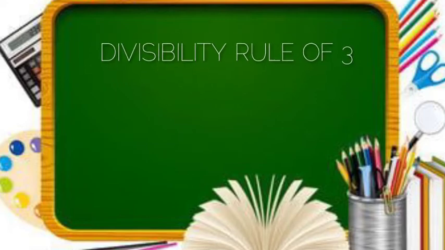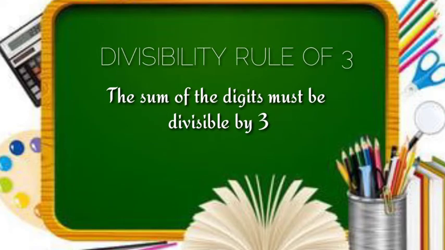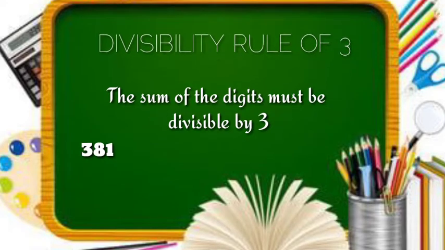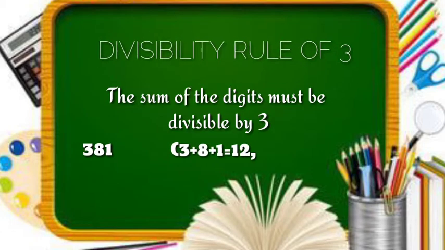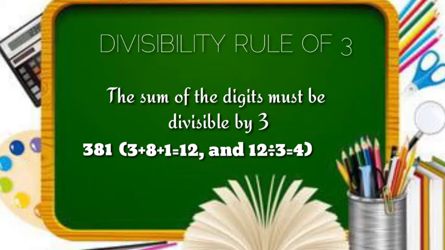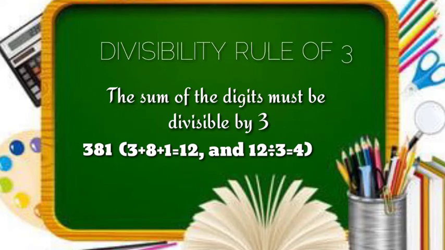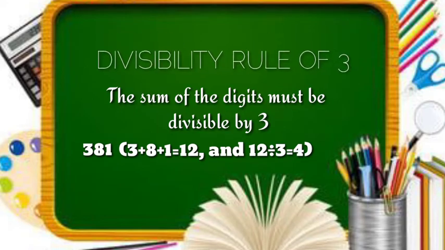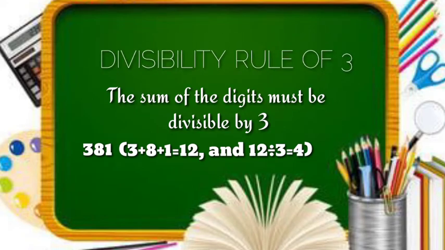Divisibility rule of 3: the sum of the digits must be divisible by 3. For example, 381. 3 plus 8 plus 1 is equal to 12, and 12 divided by 3 is equal to 4. So 381 is divisible by 3.